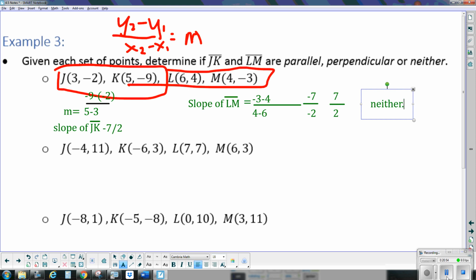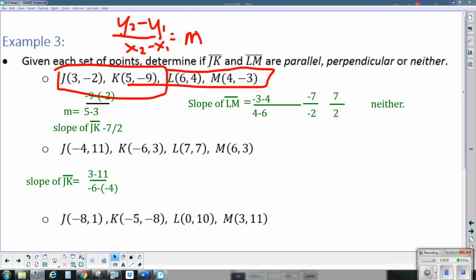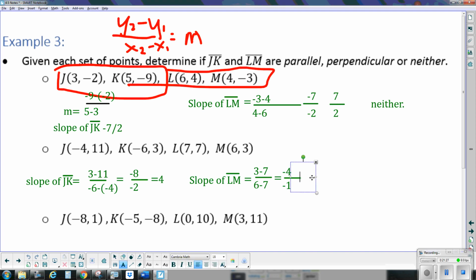Okay, let's look at the second one. Our slope of JK is 3 minus 11 divided by negative 6 minus negative 4. So we can simplify that to negative 8 divided by negative 2, which we can simplify even further to 4. Now let's find the slope of LM. And the slope of LM is 3 minus 7 divided by 6 minus 7. So let's simplify that. And that simplifies to negative 4 divided by negative 1, which if we simplify even further is 4. And so since these two have the same slope, these two are parallel.